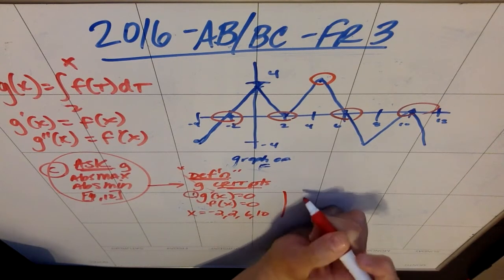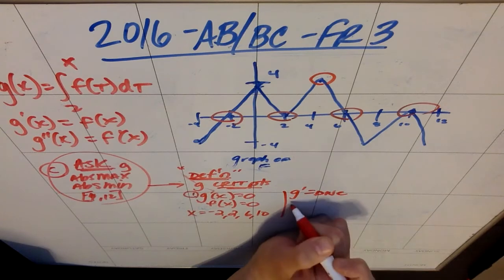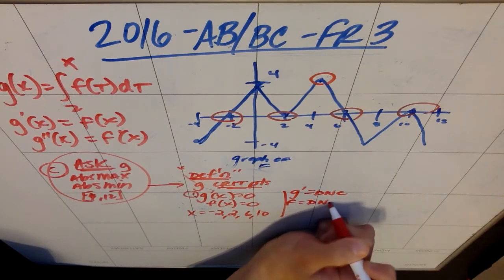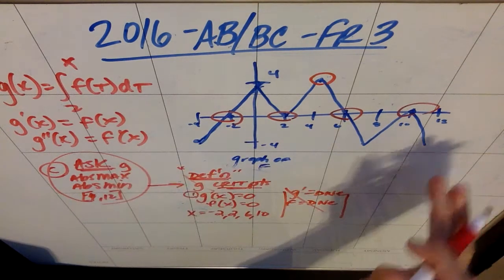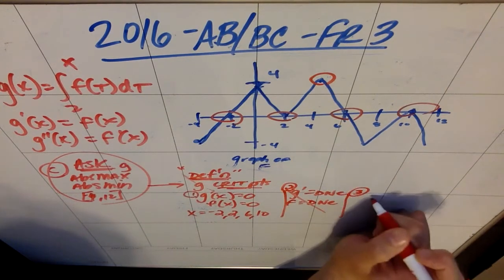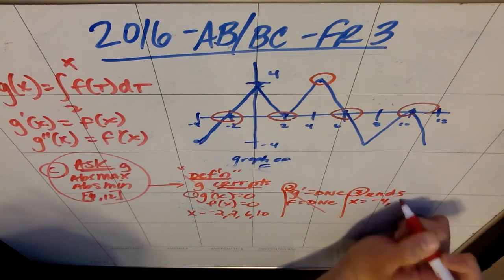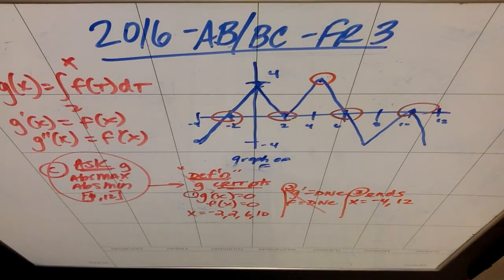The second kind of critical point is when G prime doesn't exist. That would be F not existing, and that's not possible because F exists on this whole window. The third kind of critical point is included endpoints. In this case, I have endpoints at negative 4 and 12. So I have 6 possible critical points.